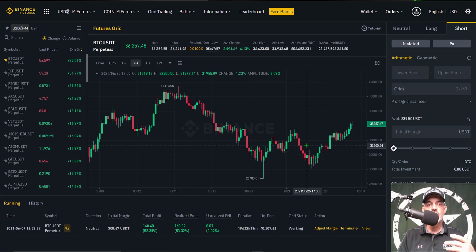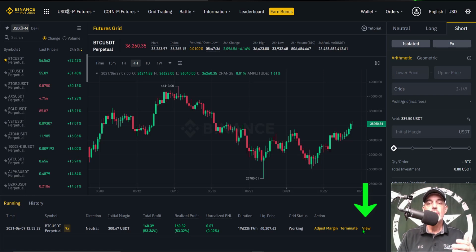Now, with that all being said, you can see down here at the bottom of the screen, I currently have 1 grid bot running. And in order to view the details, we just come down here to view and give that a click.